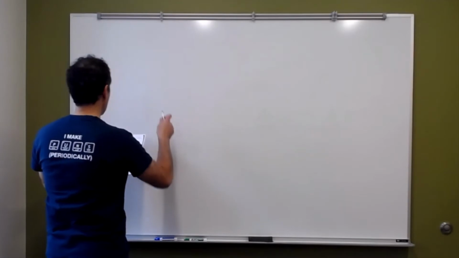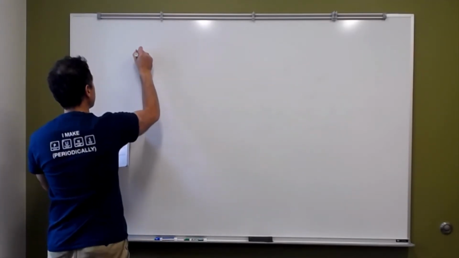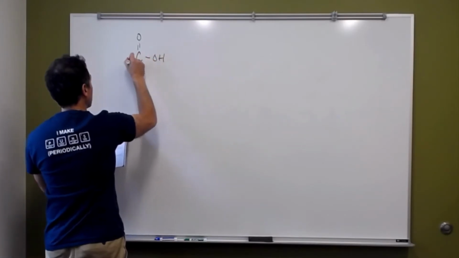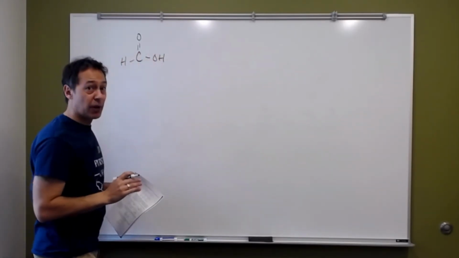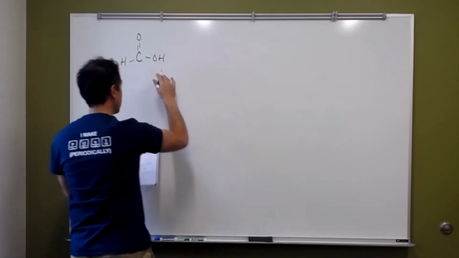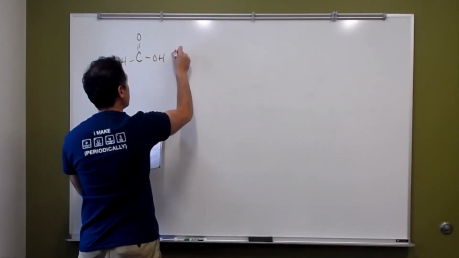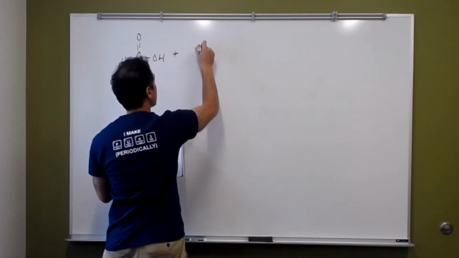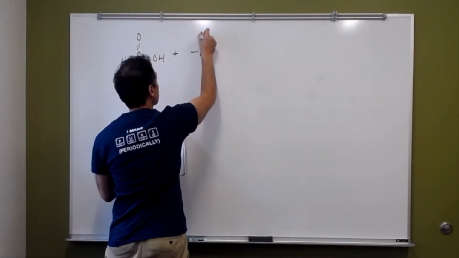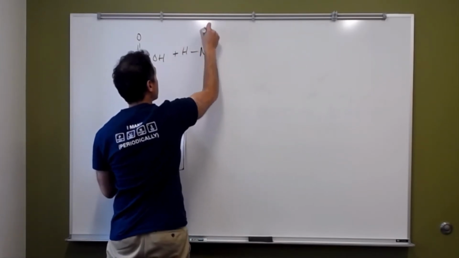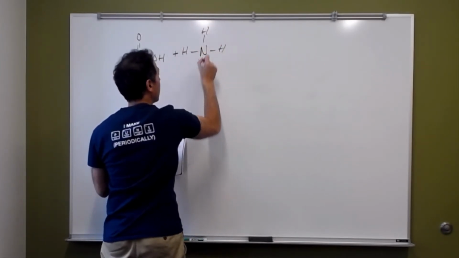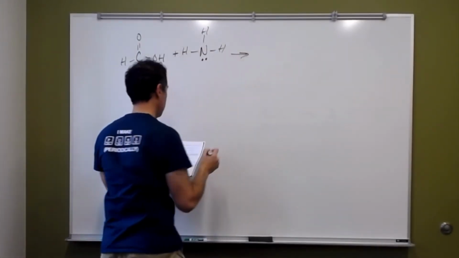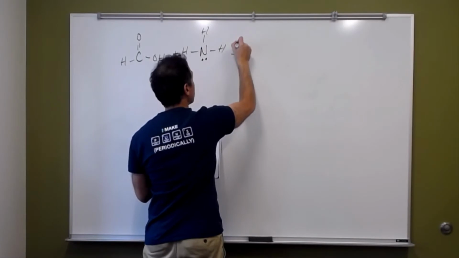So I'll start out here with a carboxylic acid. This here is our methanoic acid, carboxylic acid, and I'm going to react that with ammonia. Now ammonia has this structure here, nitrogen, like this, with our hydrogens, and that lone pair. Okay, so there's ammonia. And we will react that then with heat.